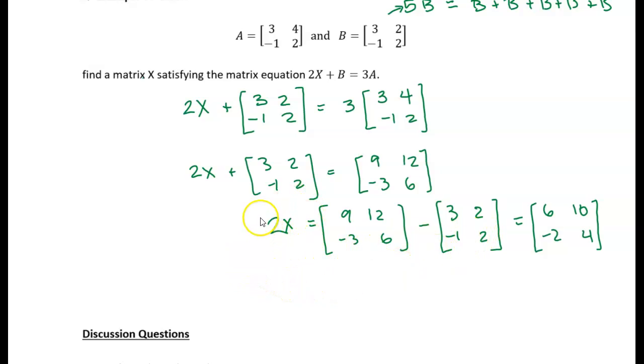And now I'm going to multiply both sides by 1/2. Then I'll get X equal to 1/2 of this matrix, a scalar multiple of this matrix. So we end up with 3, 5, minus 1, and 2, just taking 1/2 of each element. So there's a matrix that will satisfy that equation. If we were to plug it back into the original equation, take it times 2, and then add B to it, we should get 3 times A. So there's our solution.